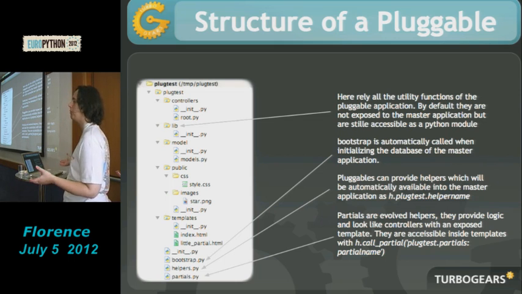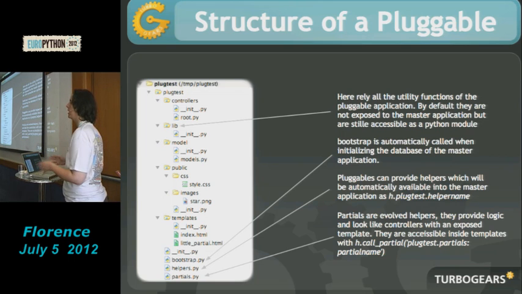Pluggables can provide helpers, which are small pieces of code that generate HTML, and they will be available inside the application that is going to use the pluggable through the h module, which is always available inside TurboGears templates and is the set of all the helpers available inside the application. So if we created a helper named helper_name, it will be available as h.plugtest.helper_name inside our application. Also, we have partials, which are some kind of evolved helpers, some kind of more powerful helpers. They are methods with the expose syntax.